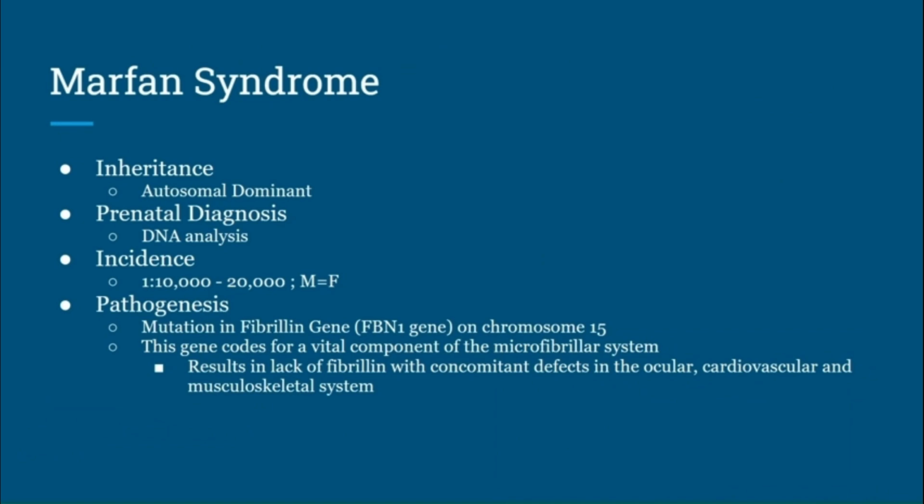All right, that was a lot, but we're going to keep on going with Marfan's, another high-yield diagnosis that you've probably heard of. This is an autosomal dominant mutation in the fibrillin gene, FBN1 gene on chromosome 15. And without fibrillin, you can't modify elastin quite as well, leading to concomitant defects in ocular, CV, and MSK systems.